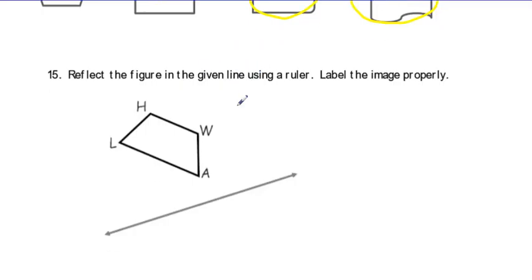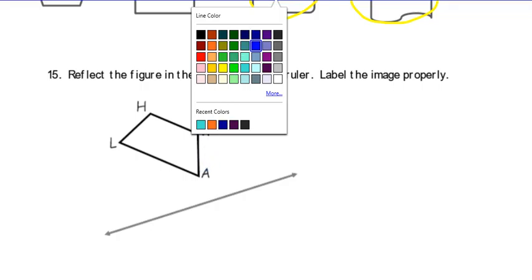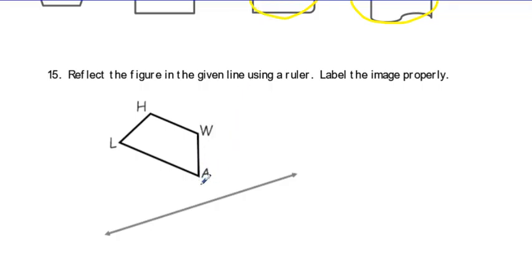Reflect the figure in the given line using a ruler. So you're going to take your ruler, and you could basically measure the distance from A, the perpendicular distance, that is, how far A is to the line, and then you're going to duplicate that distance over here. So A prime would be somewhere about here. You're going to take your ruler, straight edge, and find the distance from W to that line, and then duplicate that distance, and that's going to be W prime.